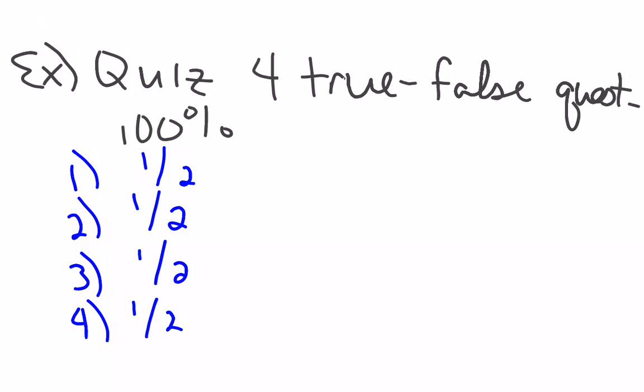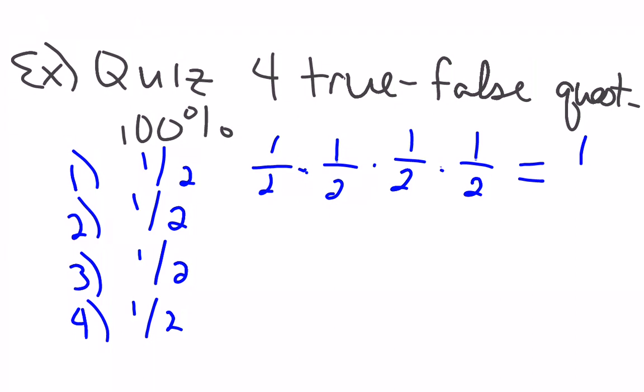Now, what do I do with these? I multiply all of those together. 1/2 times 1/2 times 1/2 times 1/2. And so on the top we get 1, and on the bottom 2 times 2 is 4, times 2 is 8, times 2 is 16. So the probability of getting 100% by just randomly guessing is 1/16 of a chance.